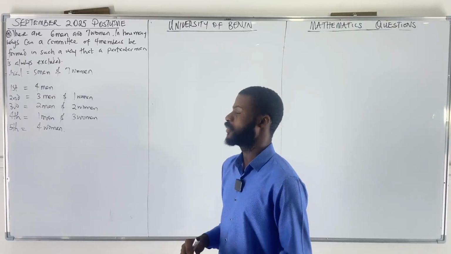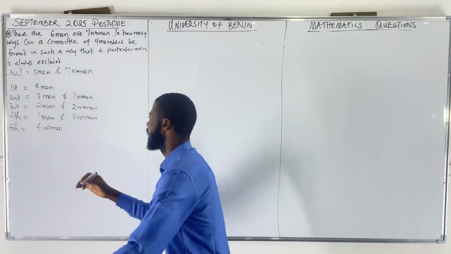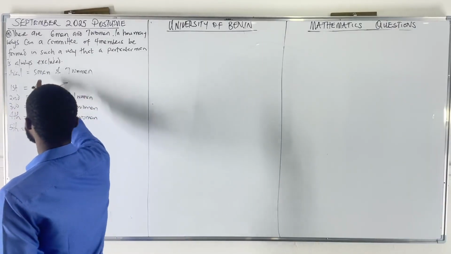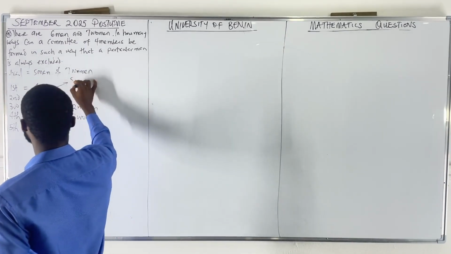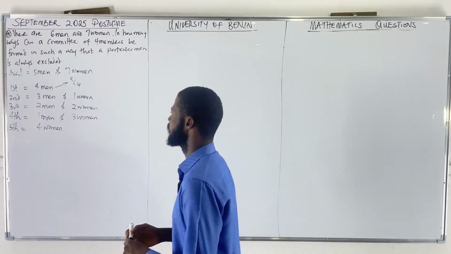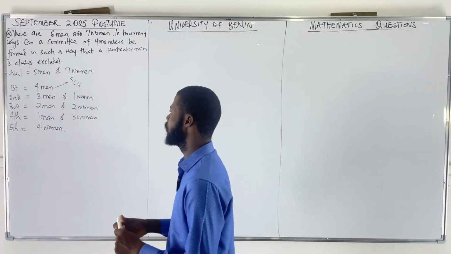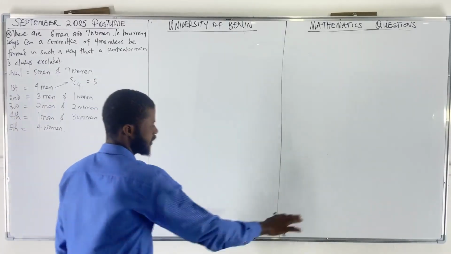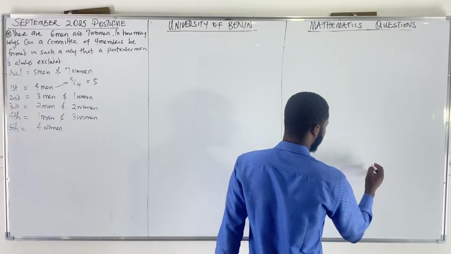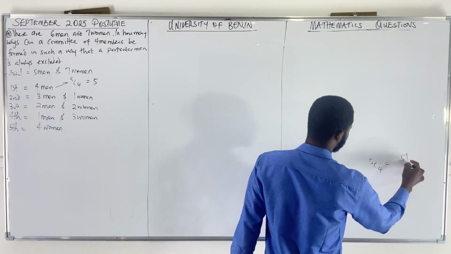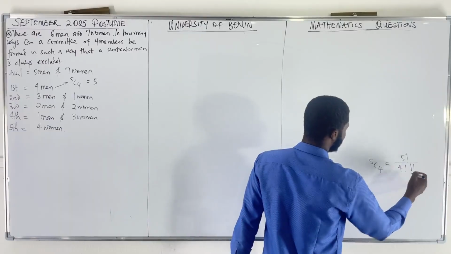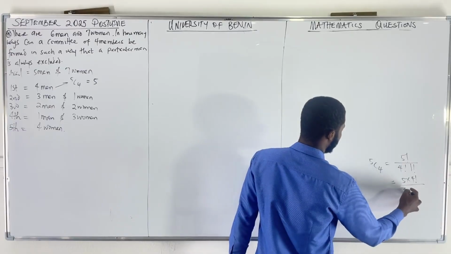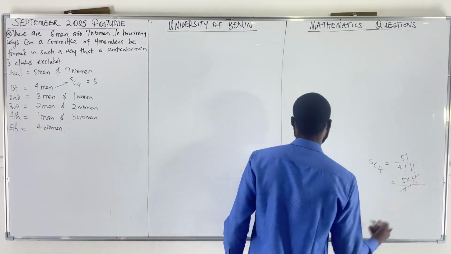So let's just start doing our combination. Let's start with the 4 men. We have 5 men, right? So this will be 5 combination 4. Following the combination formula, 5 combination 4 is 5 factorial over 4 factorial, 1 factorial. So this will be 5 times 4 factorial divided by 4 factorial. This will cancel this out, so that's 5.